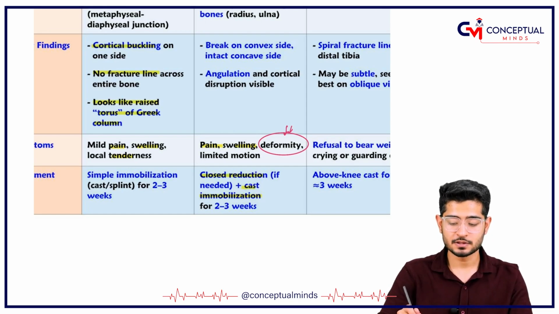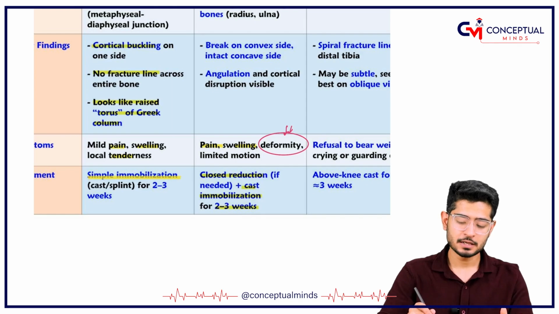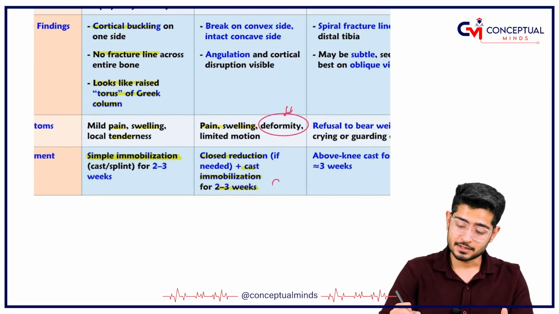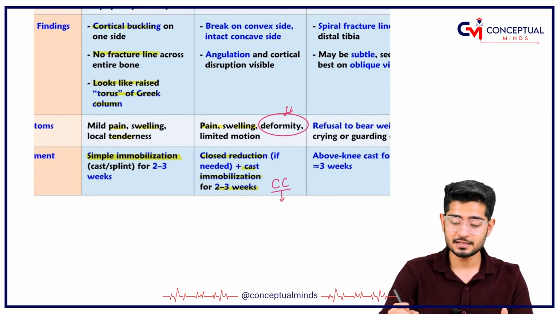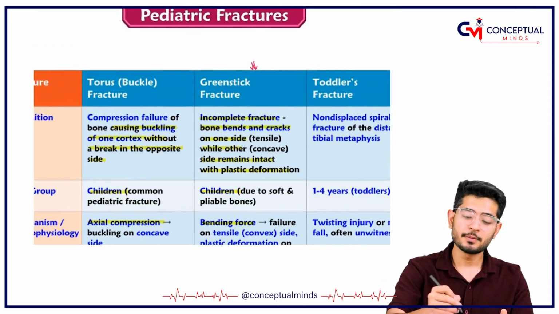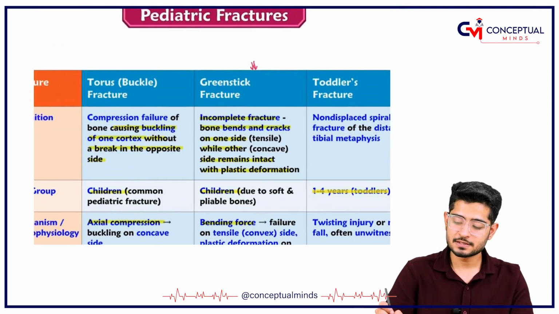Cast immobilization is required for 2 to 3 weeks, whereas simple immobilization is required in the case of Torus fracture. Just simple immobilization, whereas cast immobilization and closed reduction, C and C, is required in G. C and G are very similar looking, so I use it as a mnemonic that it is required in the Greenstick fracture. Coming on to toddler's fracture, as the name suggests, it is seen in toddlers.